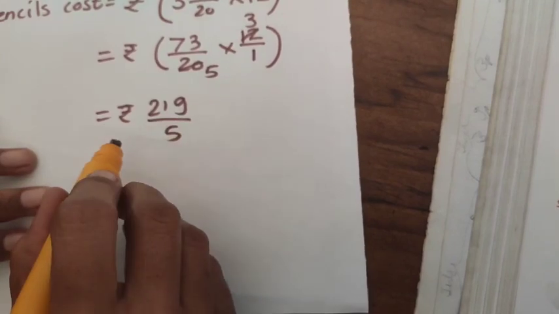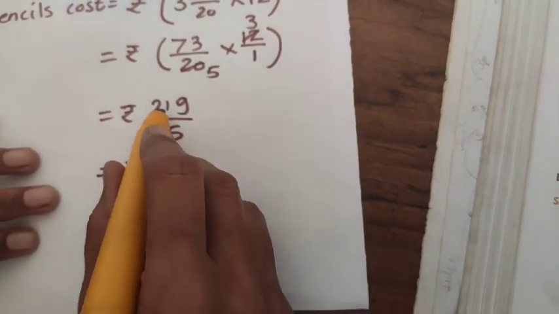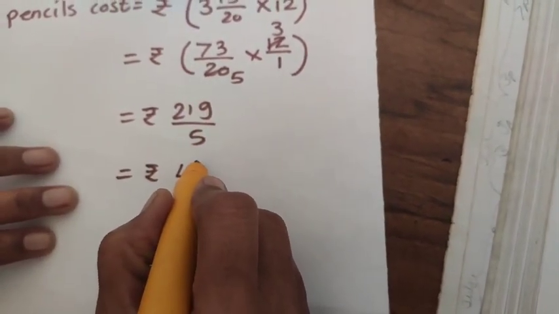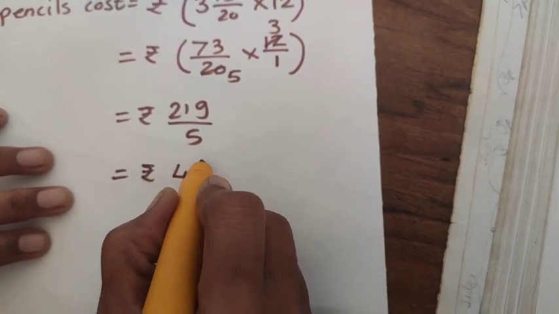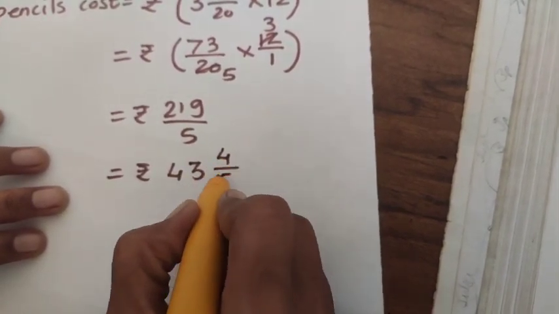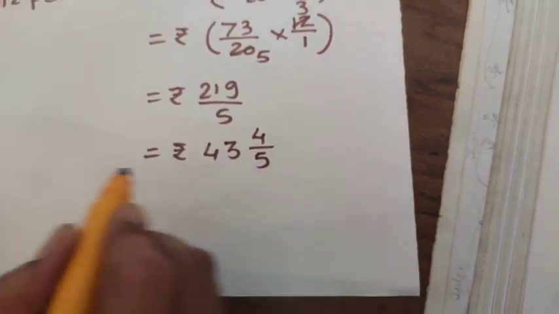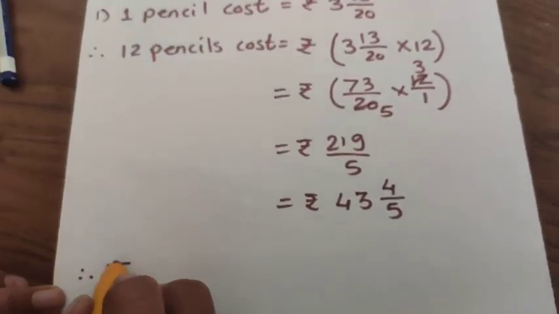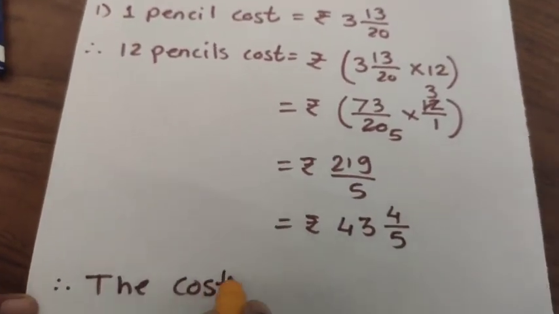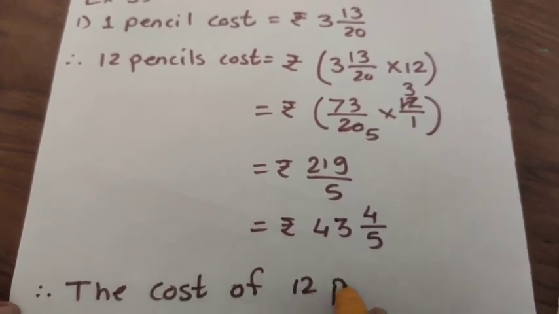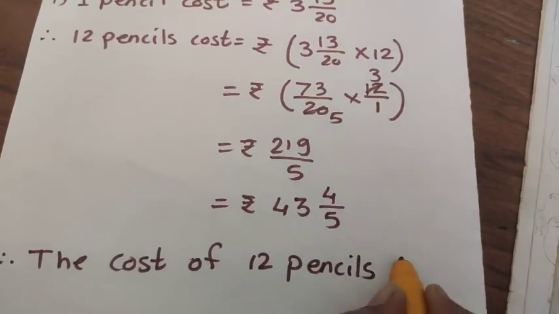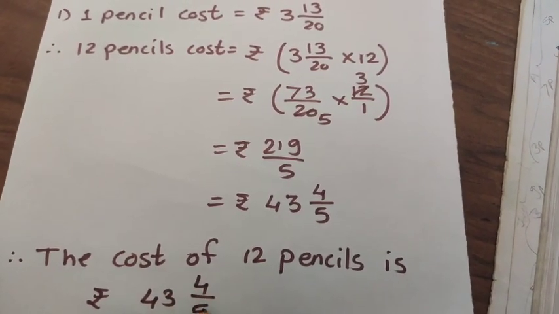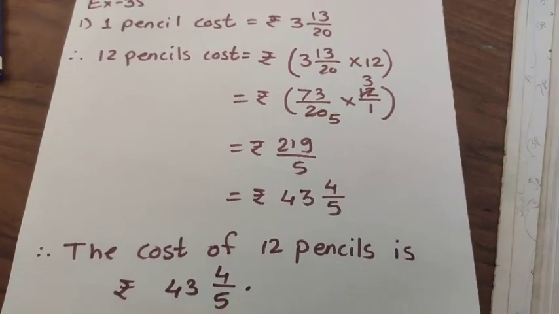So convert into mixed fraction, that is rupees: 5 4s are 20, 1 remainder 19, 5 5s are 15... 5 3s are 15, 4 remainder, 5 denominator. So 43 integer 4 by 5. So what you are going to write? Therefore the cost of 12 pencils is rupees 43 integer 4 by 5. In this way you are going to solve.